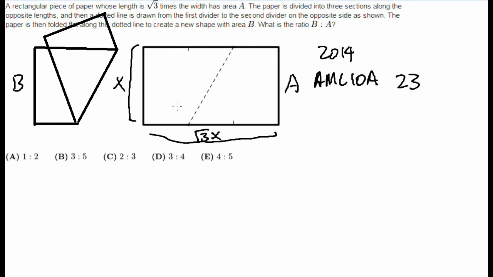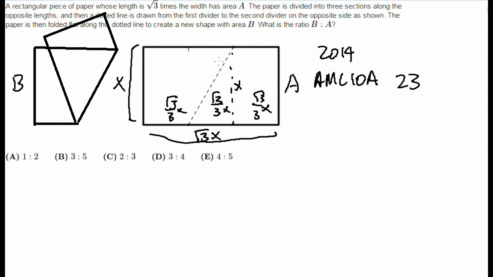And since the length is divided into 3 equal sections, this would be square root 3 over 3 times x, and this would also be square root 3 over 3 times x, as well as this. Now let's draw a line down from here. This is x, since x is the width.